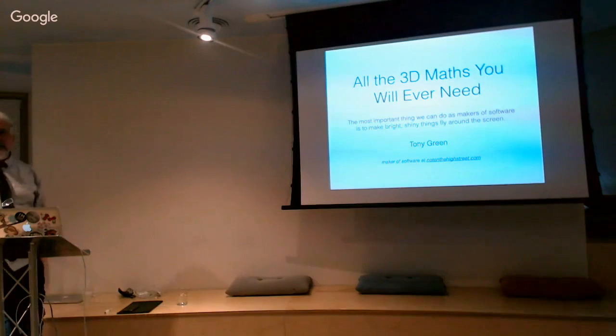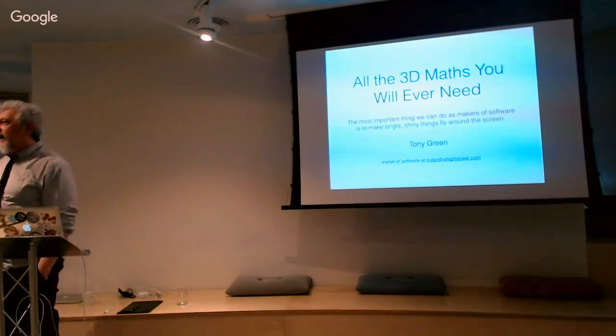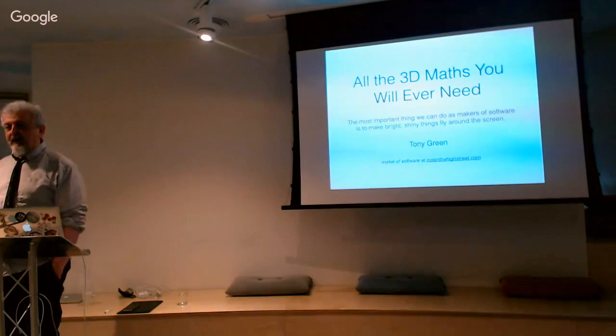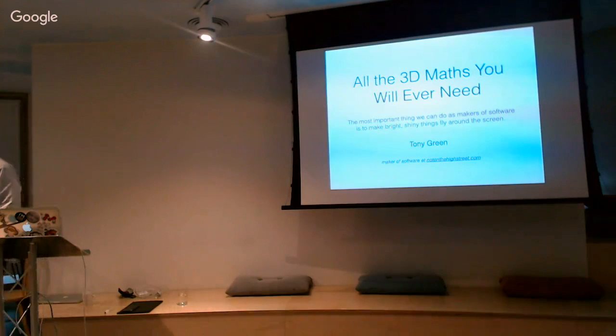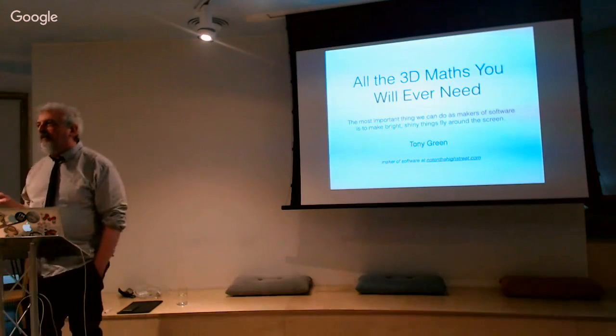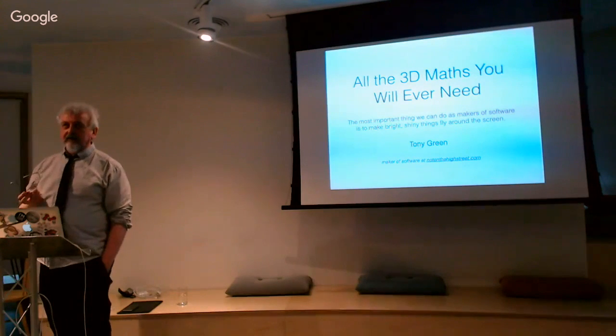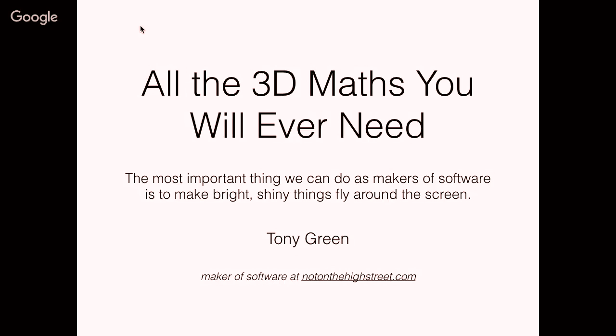So we've had some great talks in this NOTSCON about community involvement and ethics in programming. And I have to say that it's possible that the only important thing that software people can do for society is to make bright, shiny things fly around the screen. And this is what this talk is basically about. It's about how do we make bright, shiny things fly around the screen. But there are no bright, shiny things flying around the screen. There's just a bunch of maths.